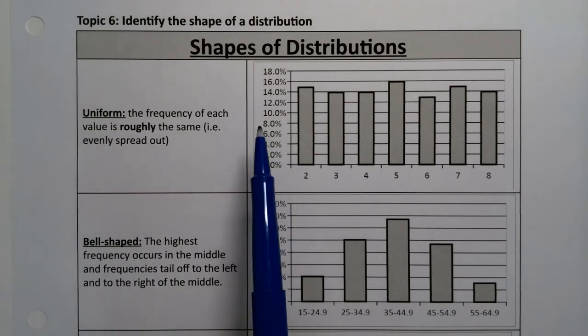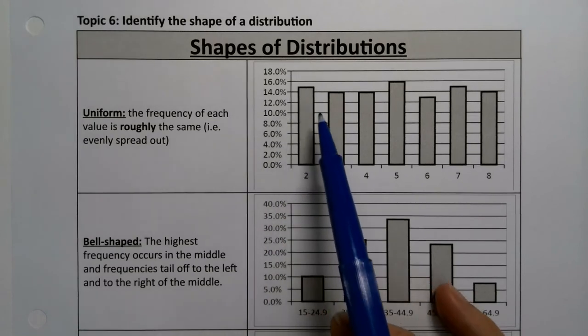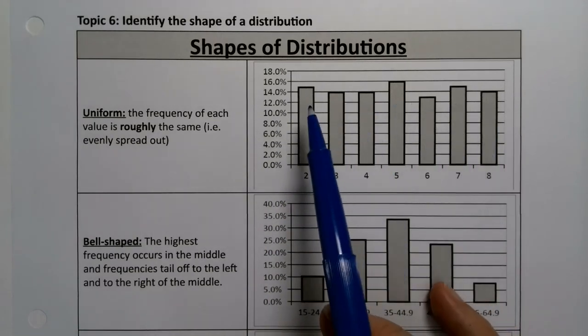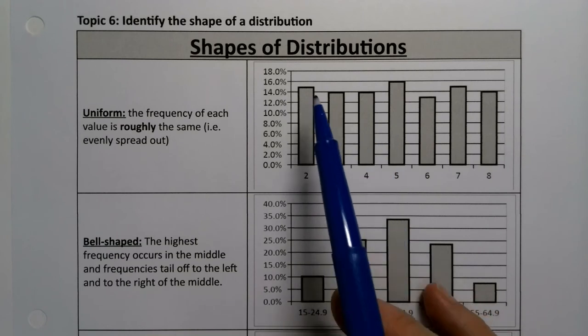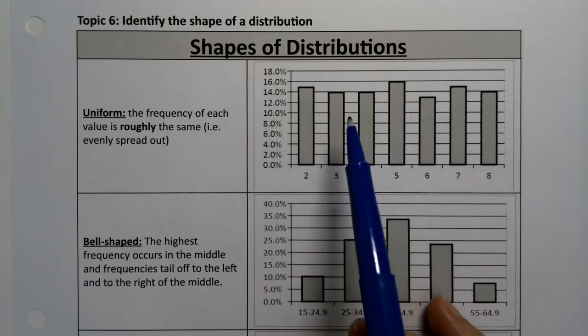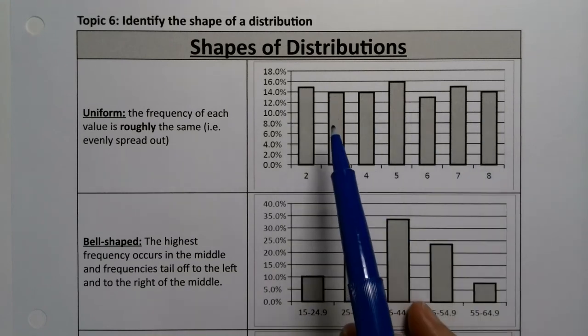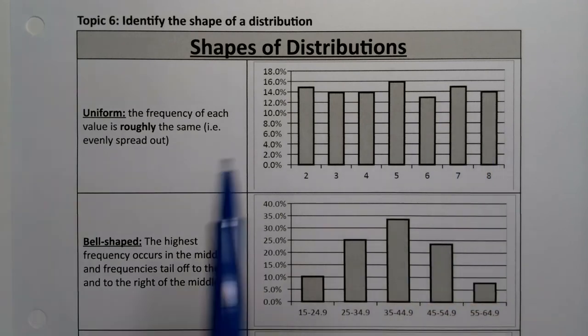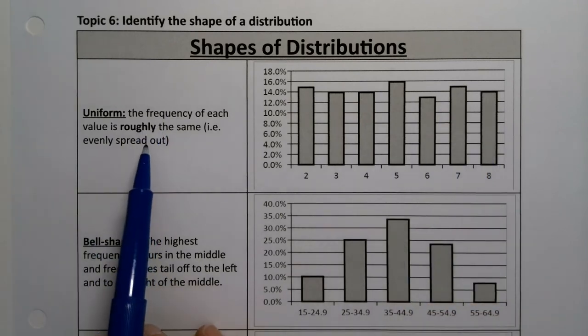So there's the uniform shape. The uniform shape means that roughly everything is basically the same. It's symmetric, but it also means that 7, 2, 8, 3, they're all basically the same height. So the frequency is roughly the same for each. In other words, it's evenly spread throughout.